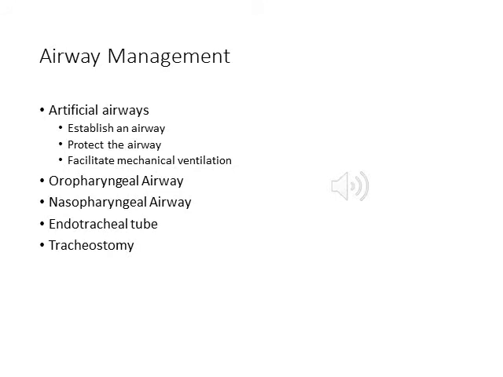Airway management. Airway management purpose is to maintain patency. That's what we want. So artificial airways are used to establish an airway, protect the airway, and to facilitate mechanical ventilation. In other words, we want to maintain airway patency. Indications include upper airway obstruction, apnea, those that are at increased risk of aspiration, those that are ineffective at clearing their secretions, and those in respiratory distress.